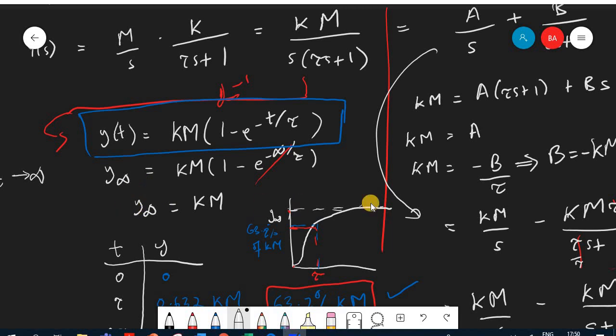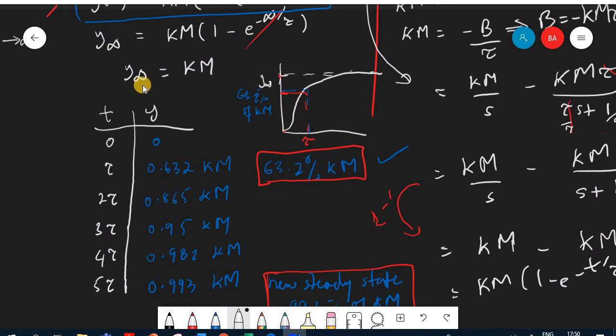And then we have calculated y at different values. So we have calculated what the value of y is. We know y infinity is equal to Km, but we said that we want to calculate at different values of 0, tau, 2 tau, 3 tau, 4 tau, 5 tau. And we have discovered that at 1 tau we will reach 63.2% of the change, which is Km, the change, which means the new steady state minus the old steady state.